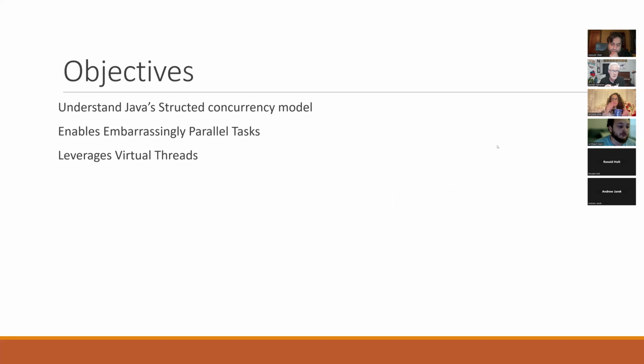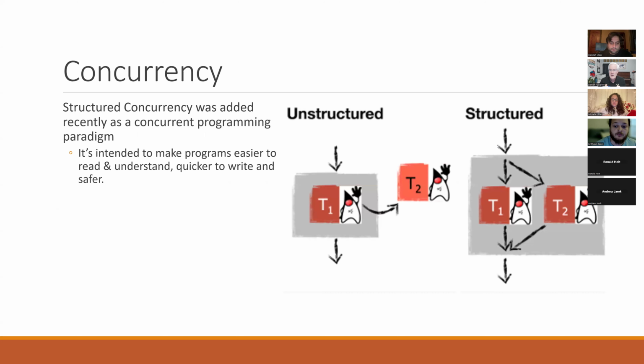Let's first start off with what we're going to talk about. We're going to talk about what Java's structured concurrency model is. We're going to talk about embarrassingly parallel tasks. When I say embarrassingly parallel, we're talking tens of millions of parallel tasks running at the same time. This is something Java can handle, because it leverages virtual threads. So we'll see how that all works together.